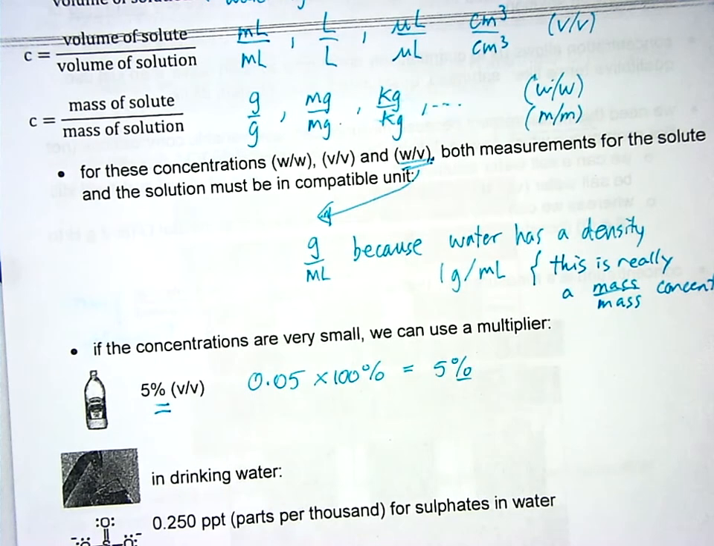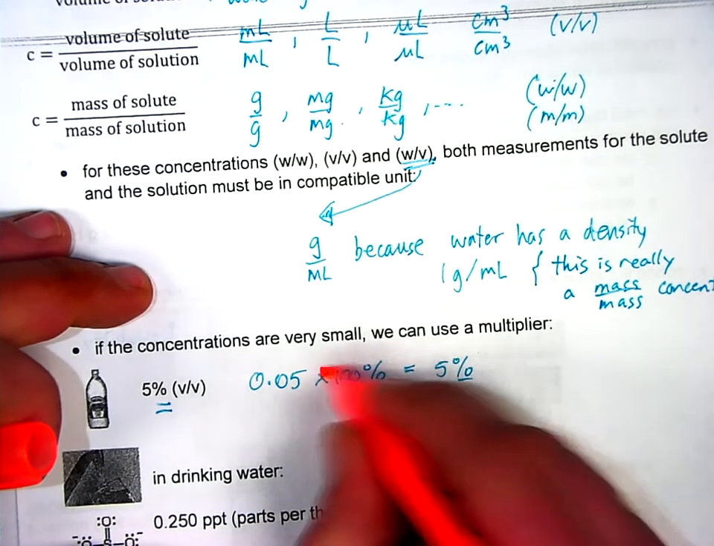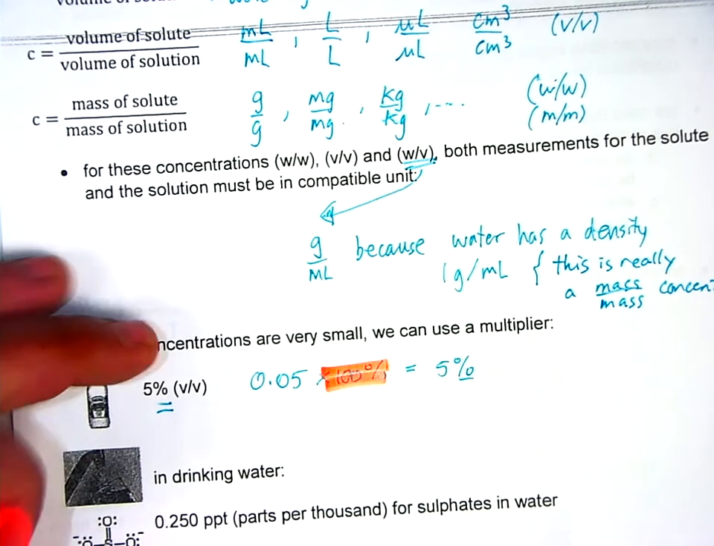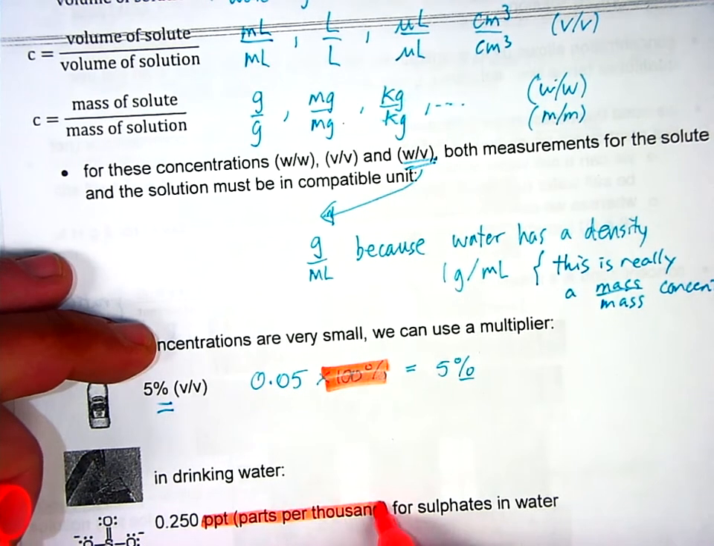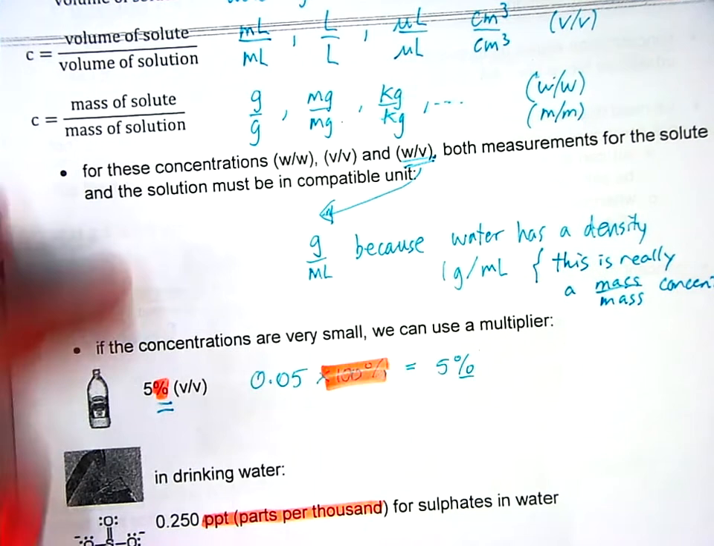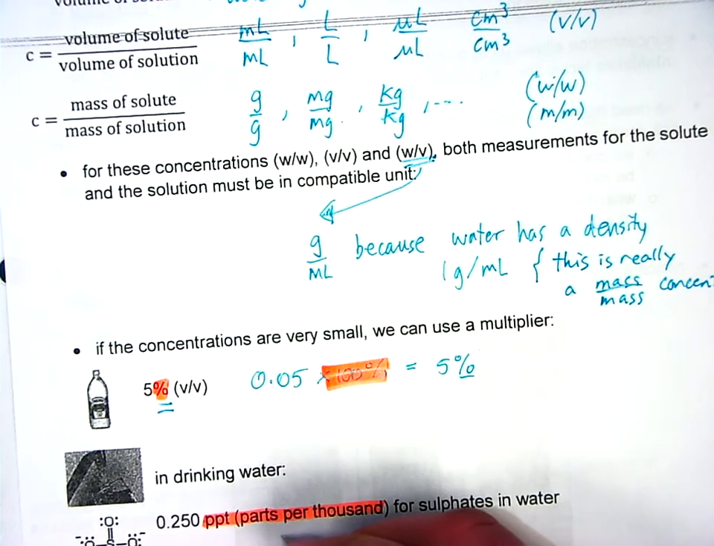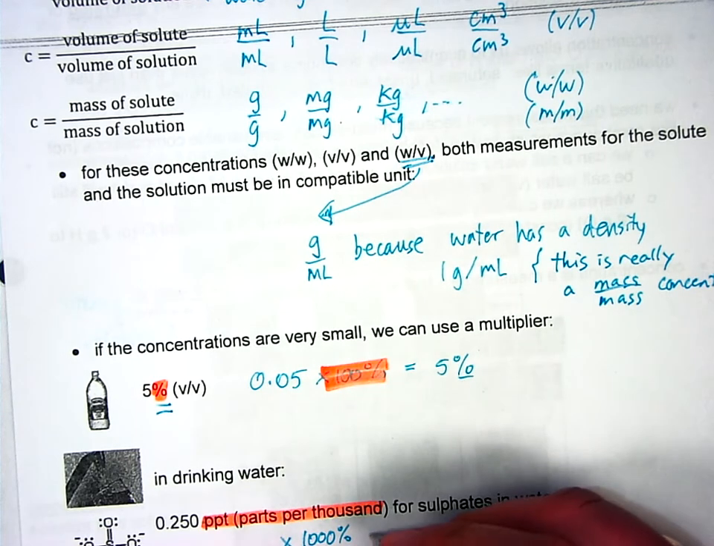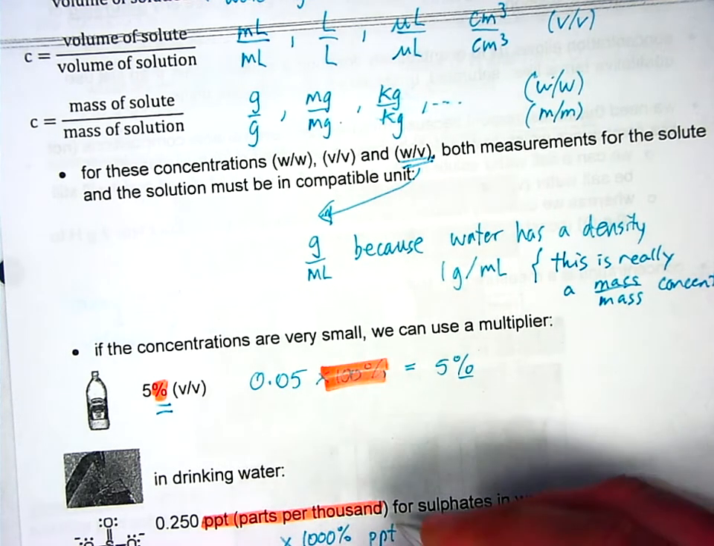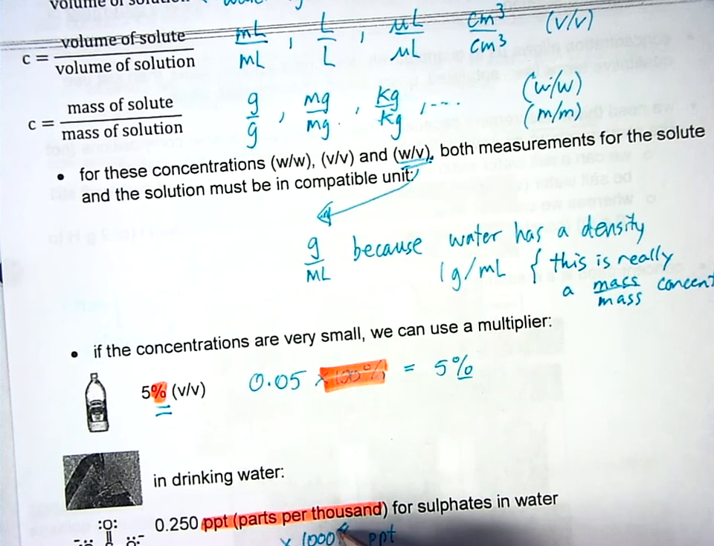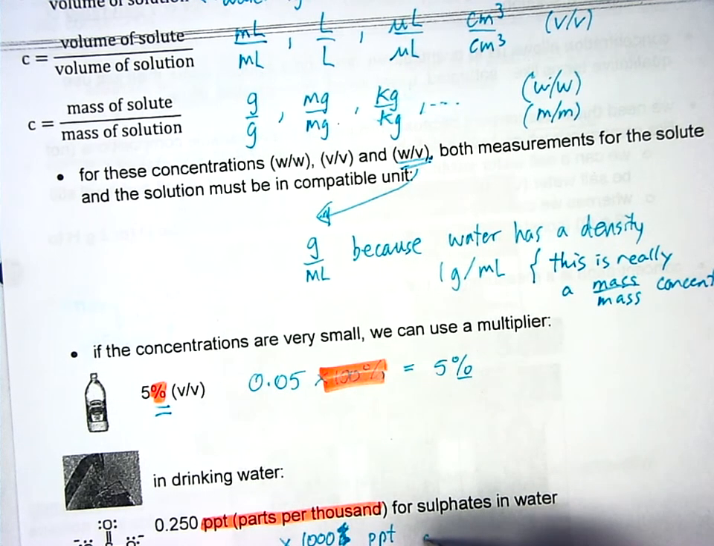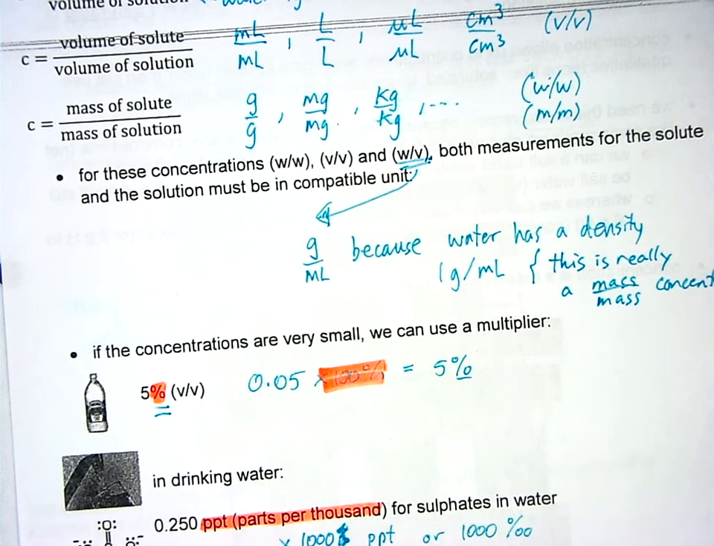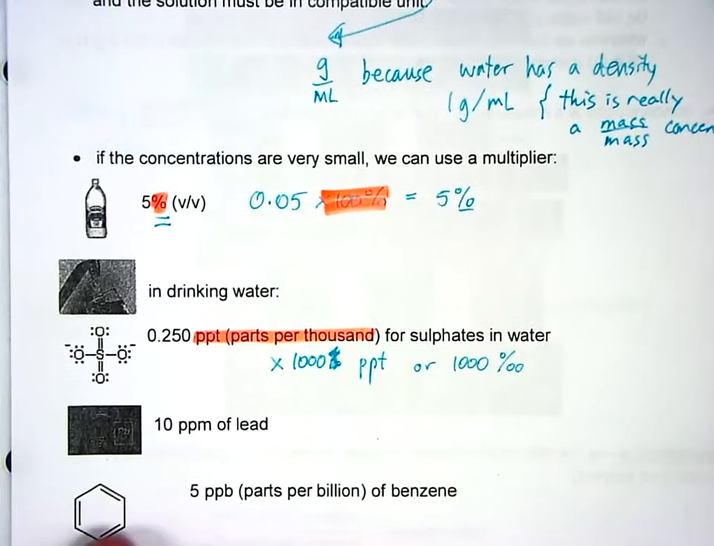So we can have a multiplier of 100. It also makes sense to possibly have a multiplier of 1,000. Parts per thousand. So here we're going to multiply by 1,000 to get our value, to give us PPTs. Sometimes we see parts per thousand written like that with two circles at the bottom.